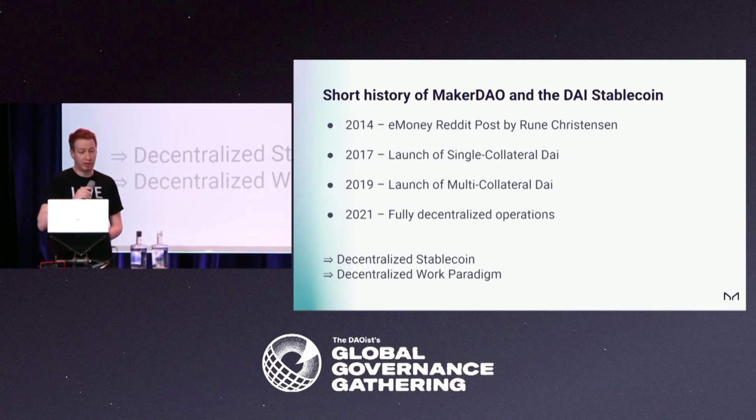So MakerDAO was at the very beginning of DeFi. One could say it's the original DeFi project. And the first big contribution that the project made is a decentralized stablecoin. Today I want to talk more about the second big contribution that I believe we can make, which is the decentralized work paradigm in a DAO.